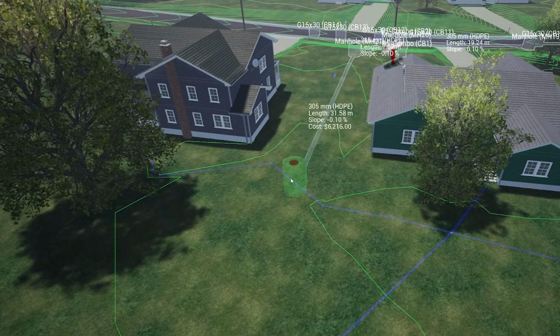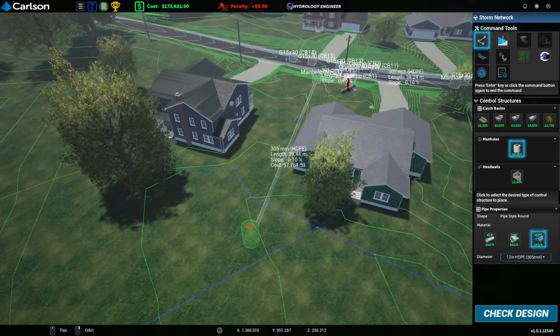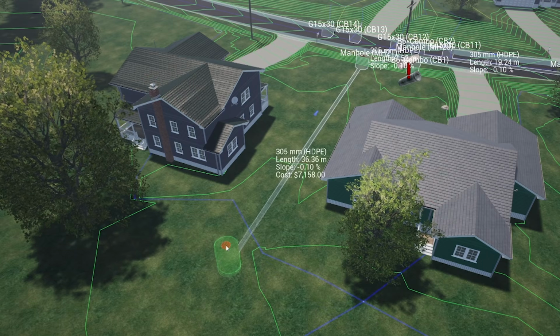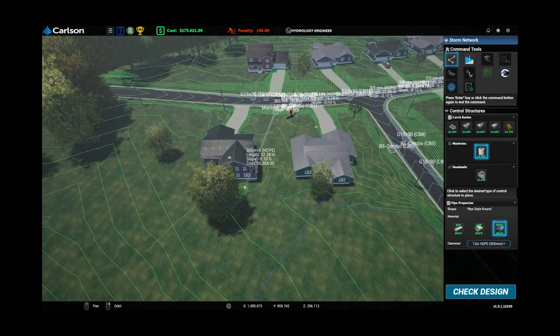Then we'll take this manhole, we'll go between these two houses. Now generally, remember, we're doing this in a design period. So these houses aren't actually owned by anyone yet, so we can pretty much put our pipes wherever we want. It's just worth noting that there will be like a license required.